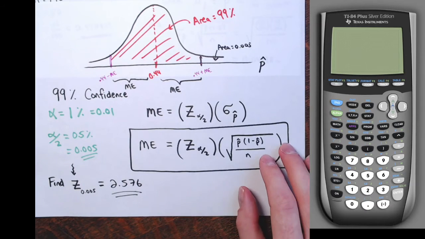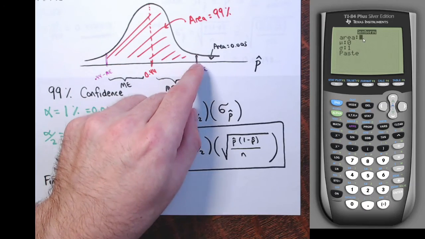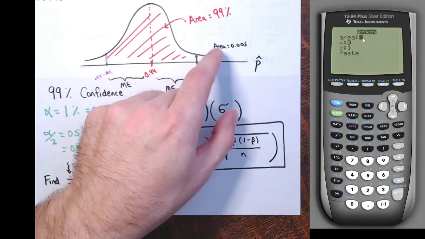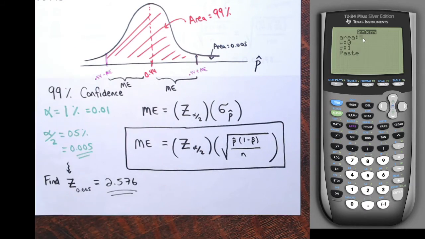All right, now another way I could have done this was using the calculator. If I want to find a certain z-score, I can go second, distributions above the variables button, down to number 3, inverse norm. And then they say, what's the area to the left? Now remember, this area is the area to the left. So if I'm looking for the z-score with an area of 0.5% to the right, that means you have 99.5% to the left. So I'll be entering 0.995 here.